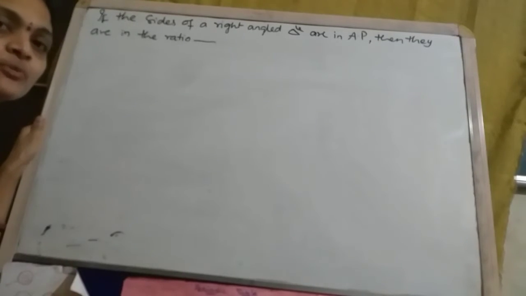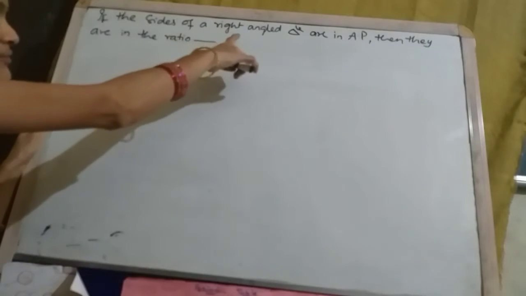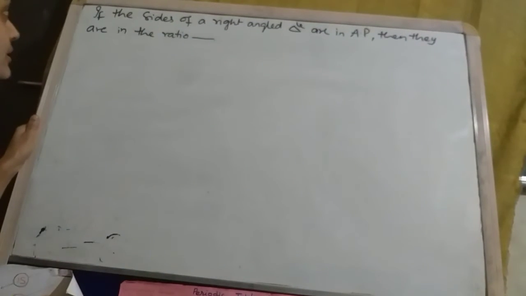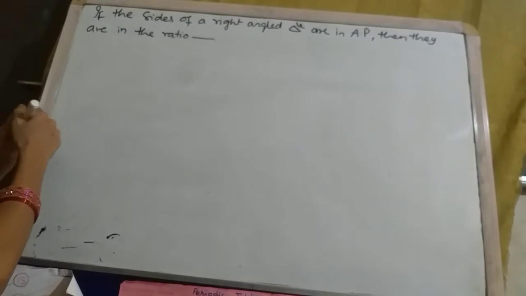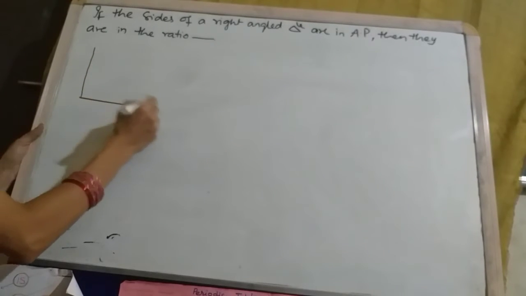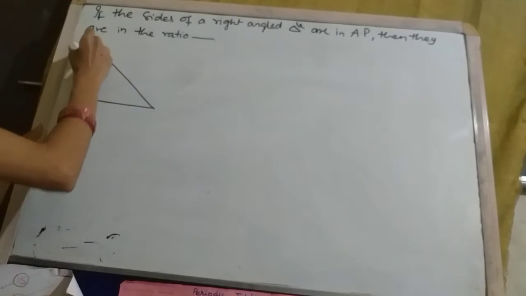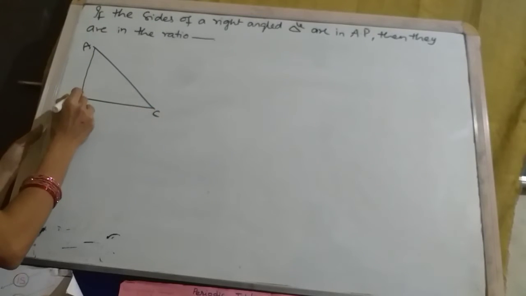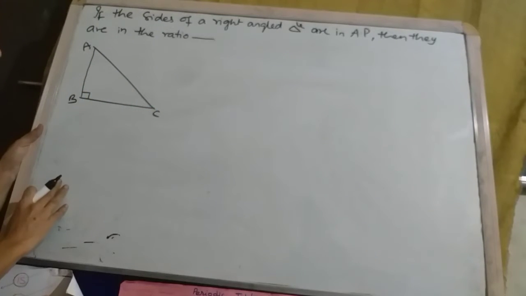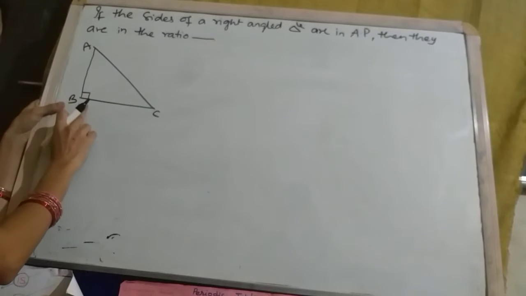This is one more sum on the properties of triangle. If the sides of a right angle triangle are in AP, then they are in the ratio. We have to find out the ratio. So this is a right angle triangle. Let us take the vertices A, B, C. The right angle is at B. You know here this is 90 degrees.